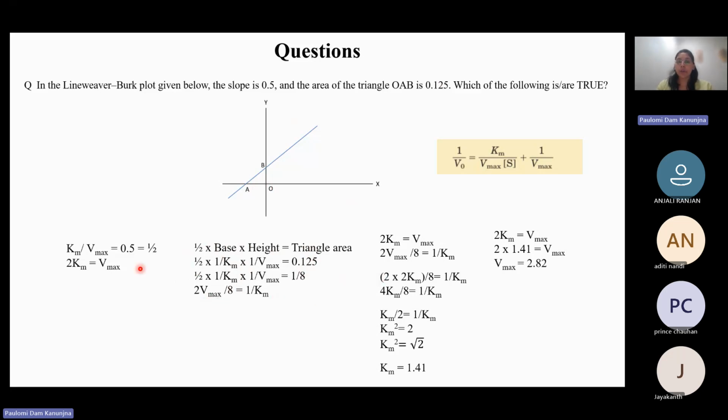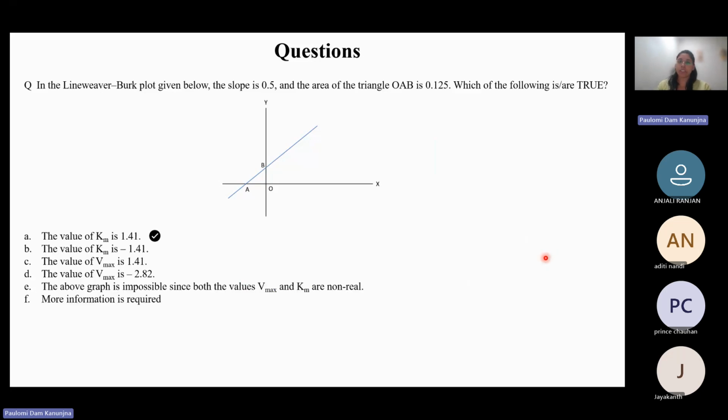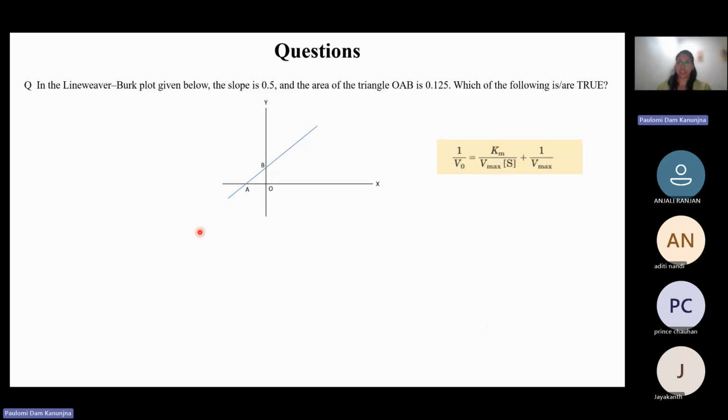Then I have two equations which use two variables, Vmax and Km. I've substituted one for the other. So what I did is I substituted Vmax with 2 Km, and that brings me to this equation, 4 Km by 8 is equal to 1 by Km. When I further solved it for Km, I got the value of 1.41. I already had the equation that Vmax is equal to twice of Km. That led me to Vmax being 2.82. So that's how the answer here, as I had mentioned previously, what answer you get by solving is what you should point out here. Okay.